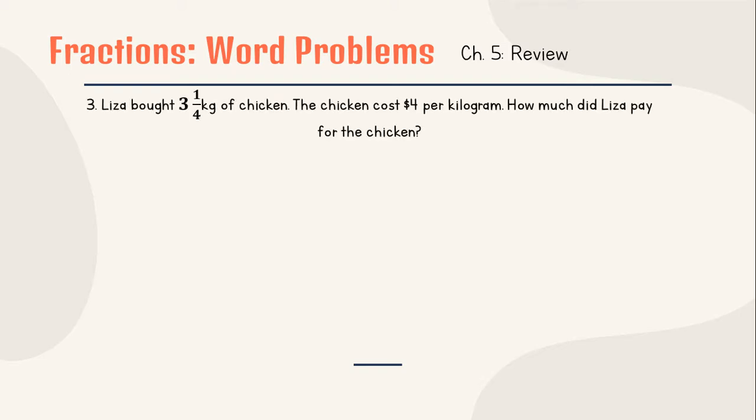Number 3. Lisa bought 3 1 per 4 kilograms of chicken. The chicken cost $4 per kilogram. How much did Lisa pay for the chicken? So 1 kilo equals $4. 3 1 per 4 equals how many? Just times it by 4.